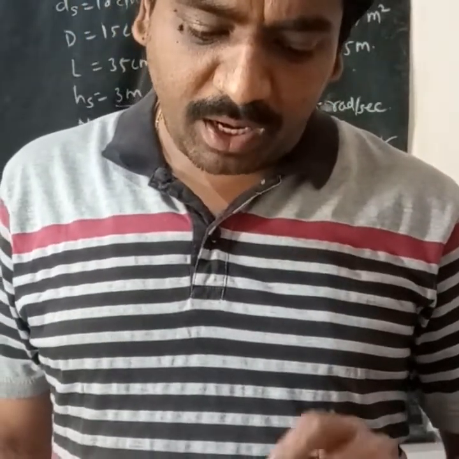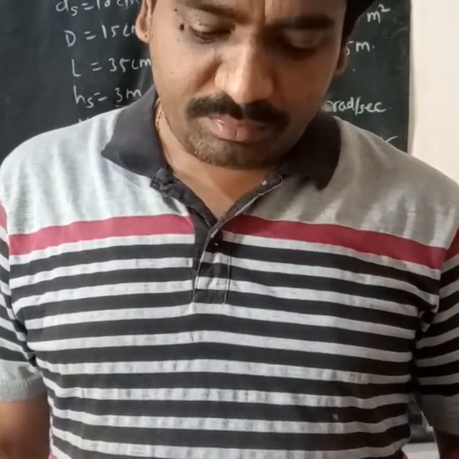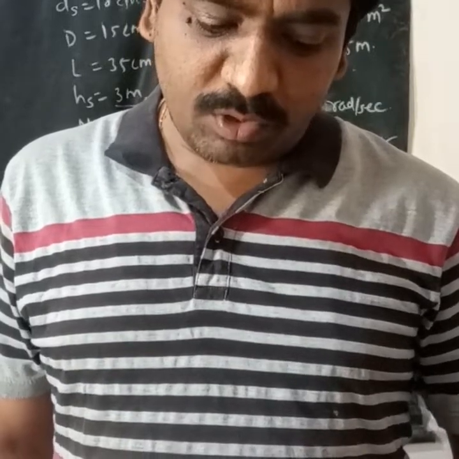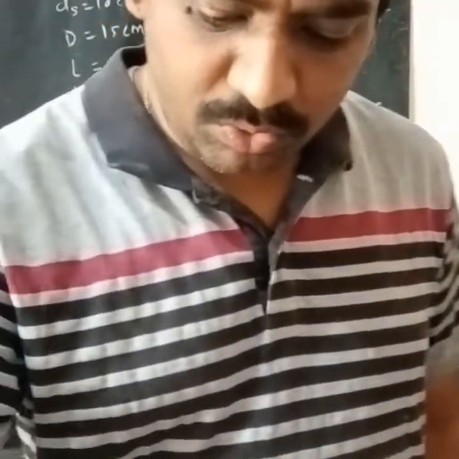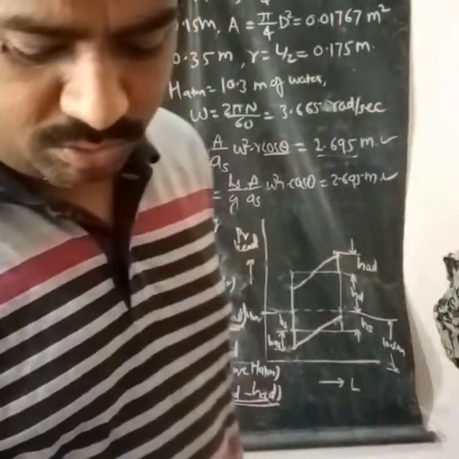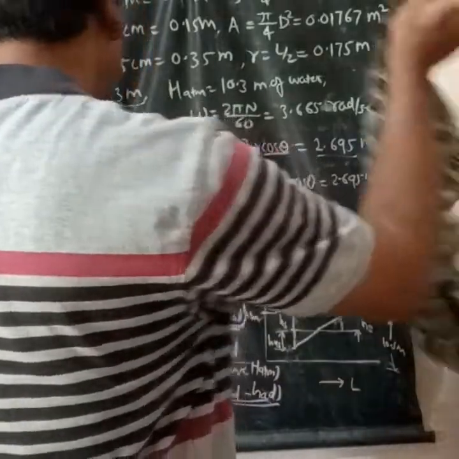Calculate the maximum speed at which the pump can run without separation. Take the atmospheric pressure head as 10.3 meters of water. Even if it is not mentioned, you have to take it as 10.3 meters of water. So very fast we'll see the solution of this particular problem.